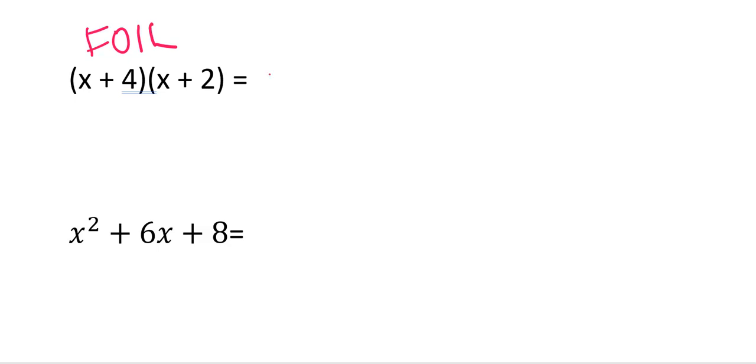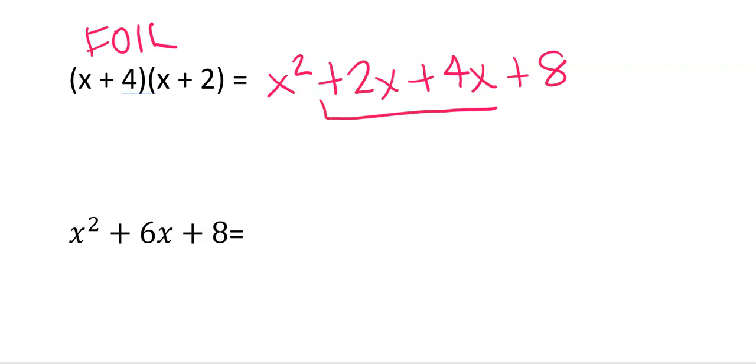First terms would be x times x, or x squared. The outer terms would be x times 2. The inner terms would be 4 times x. And the last terms would be 4 times 2. And then notice that the middle terms are like terms, so we put them together. And we get x squared plus 6x plus 8.